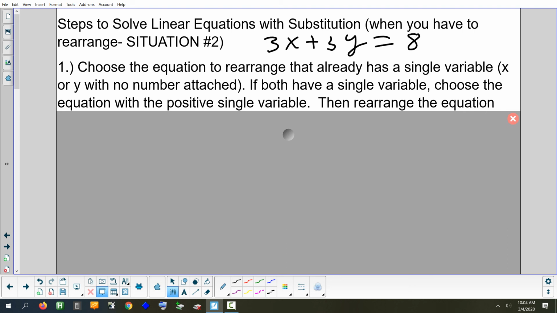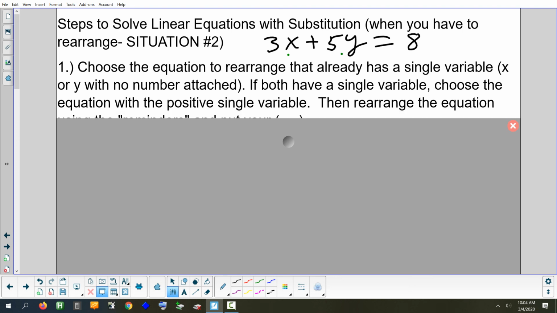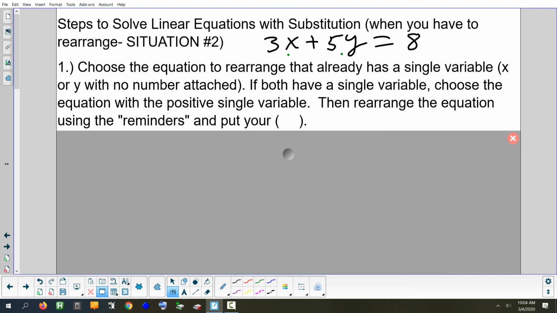You might have an equation like this. Now you don't have an equation with just a variable, with a coefficient of 1. Now one has a 3, one has a 5. That's going to make it harder to get x or y by itself. Okay, but for you guys, we're always going to have one that either has just an x or just a y. You're not going to have numbers in front of both x and y. Not in Algebra 1. Okay, so once you do that, you rearrange the equation to get the variable by itself. How do you do that? Those were the reminders I just gave you on the page before.